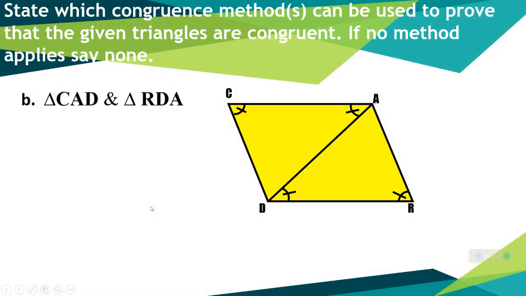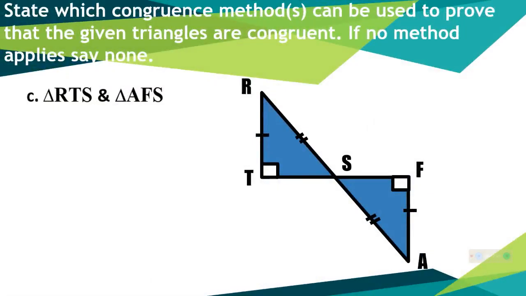Next, how about this one? We have triangle CAD and triangle RDA. What is the congruence that you are going to use here? That's correct. We have the AAS. So we have angle, angle, side, because you are going to use here the reflexive property.